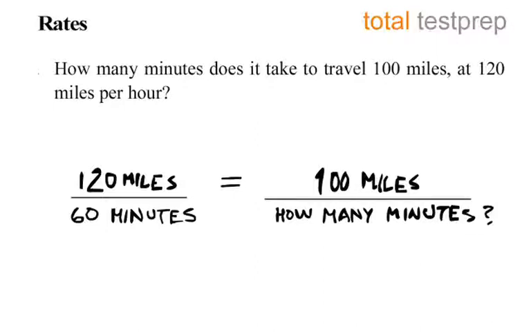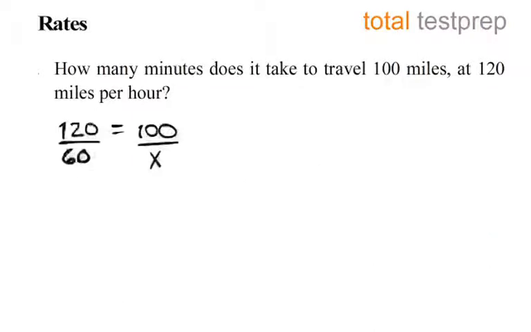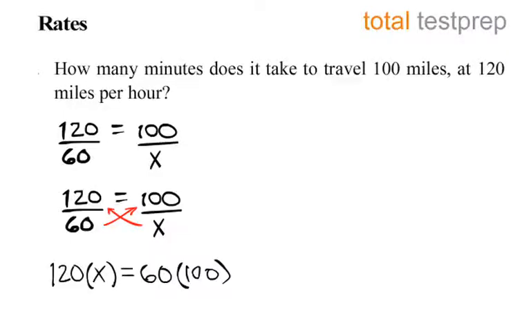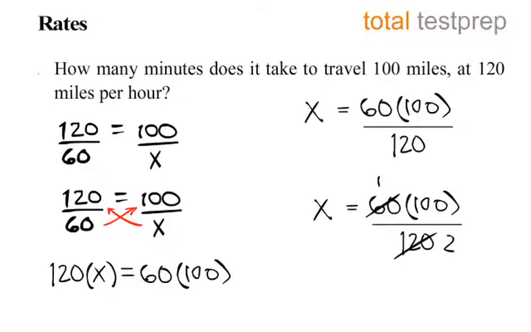So we need to say if you can do 120 miles in 60 minutes, then you can do 100 miles in how many minutes? Here, both units are the same. So we set up a proportion algebraically. 120 over 60 is equal to 100 over x. We can cross multiply that. We get 120 times x is equal to 60 times 100. And then when you divide both sides by 120, you get that x is equal to 60 times 100 over 120. Once we cancel out what we can cancel out, we get that x is equal to 50. So it takes 50 minutes to travel 100 miles if you're going 120 miles per hour.